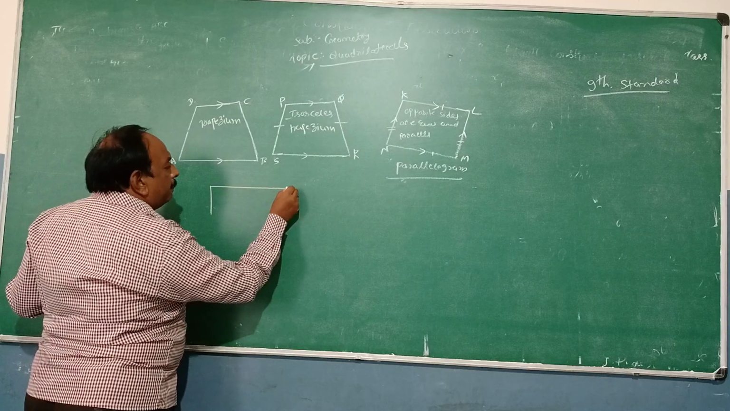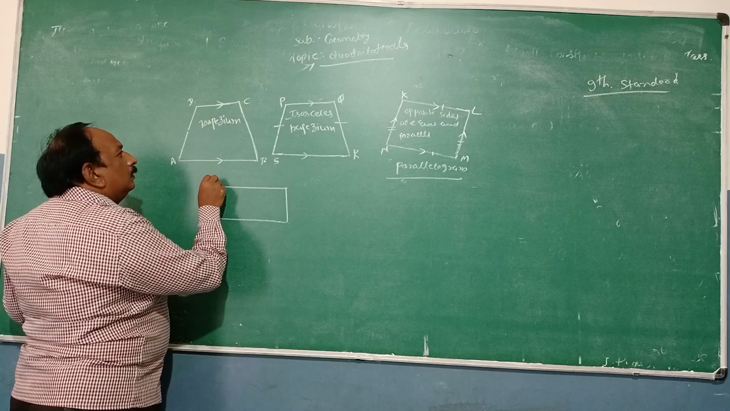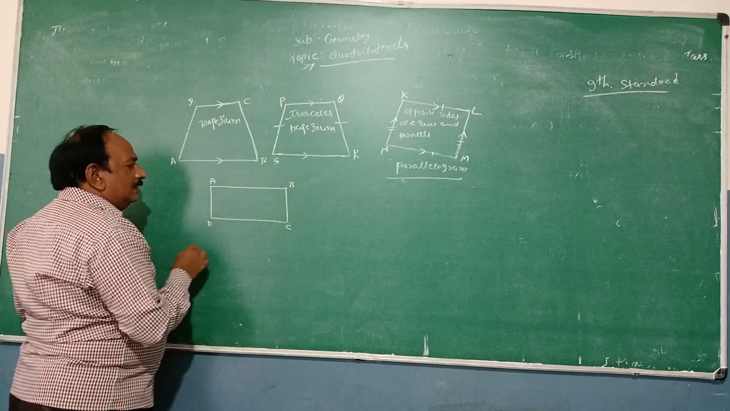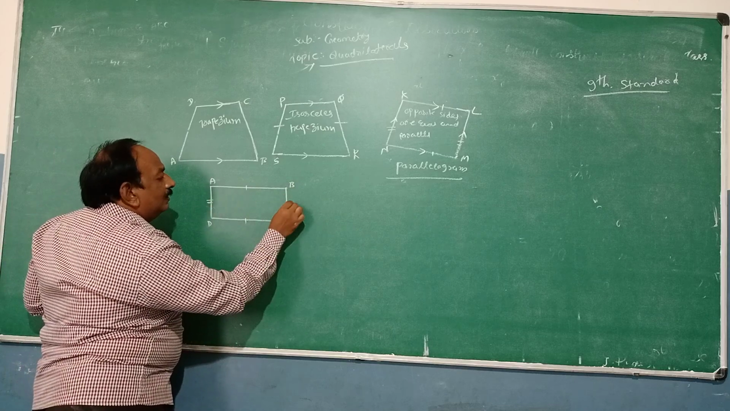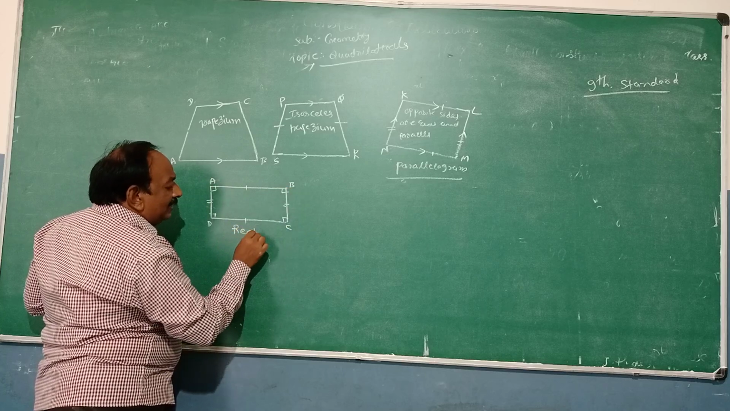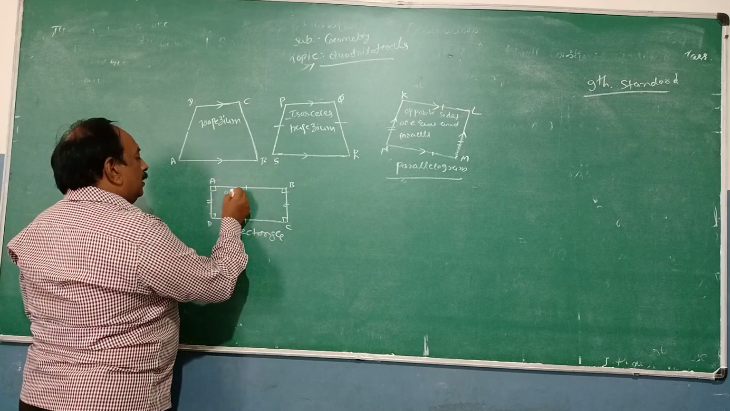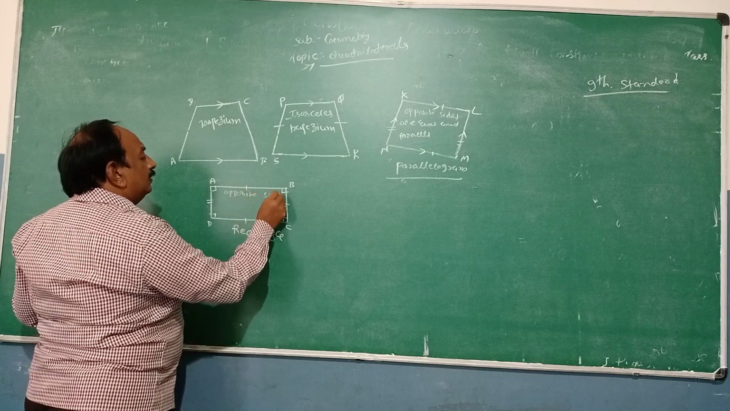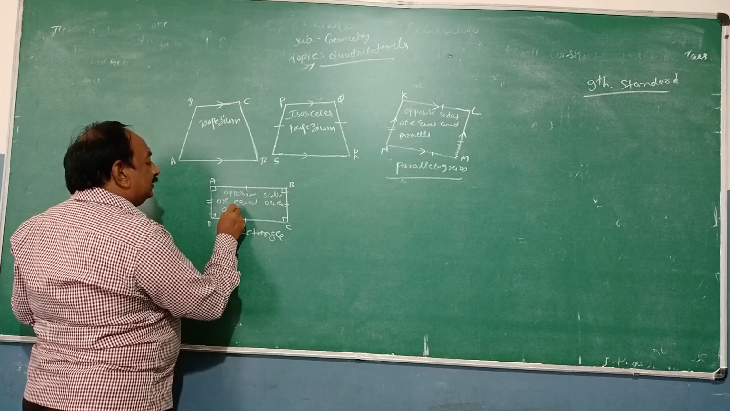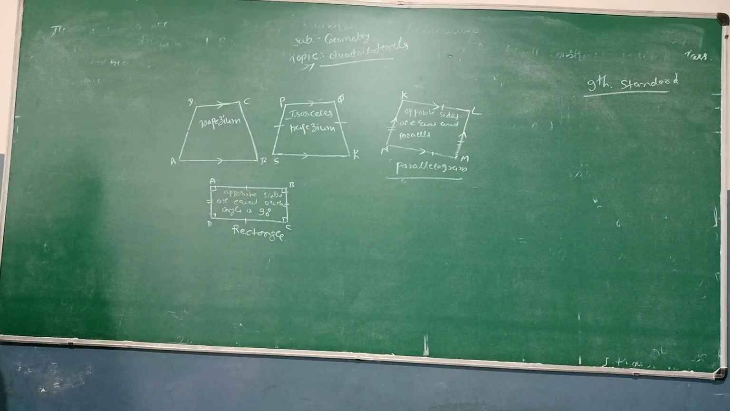Then this one, A, B, C, D. Opposite sides are equal and each angle is 90 degrees. We call this a rectangle. Opposite sides are equal and each angle is a right angle, or 90 degrees, we call it a rectangle.